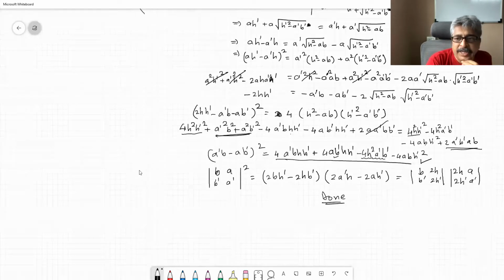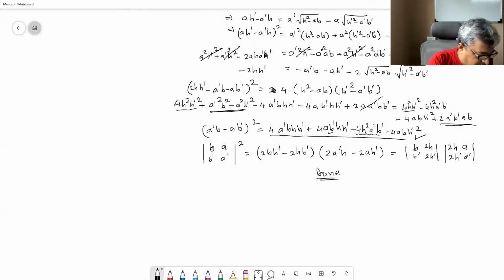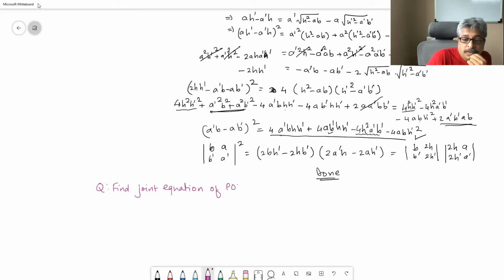Okay, the last thing in POL that we need to do is, let me give you a problem. You try to solve that question, then we will try to figure out a better method of solving it. Find the joint equation of POL passing through origin and the point of intersection.